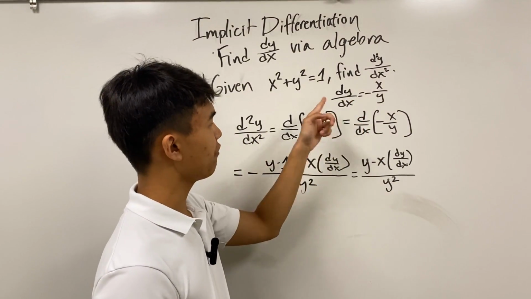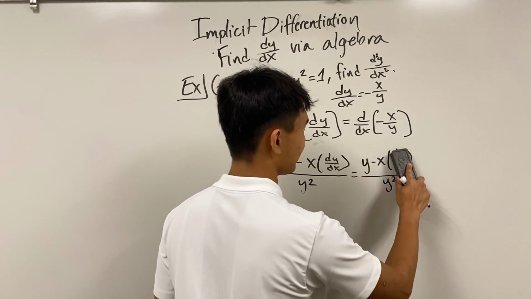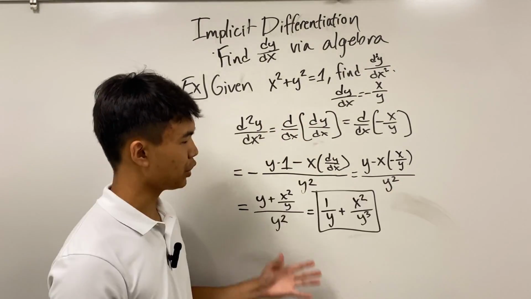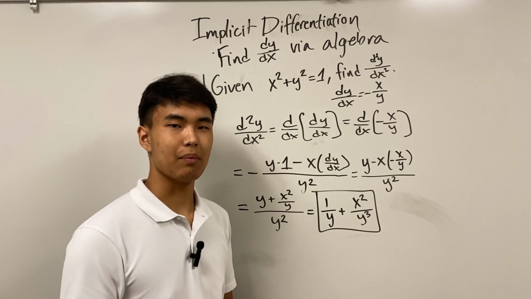If you look up here, we found dy/dx when we found the first derivative, so we can substitute that in for here, like so. Which reduces to this, and this is our implicit second derivative. And that's how you do implicit differentiation.